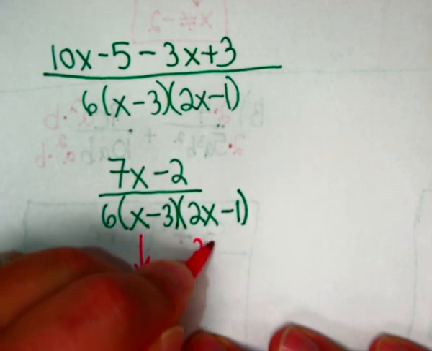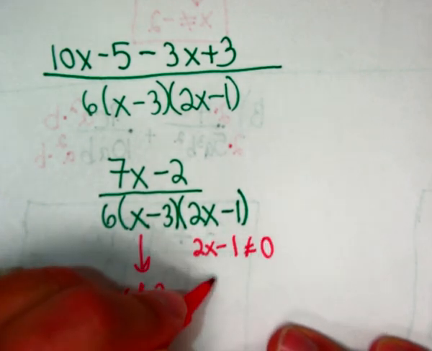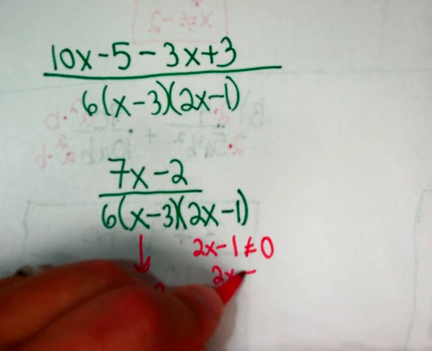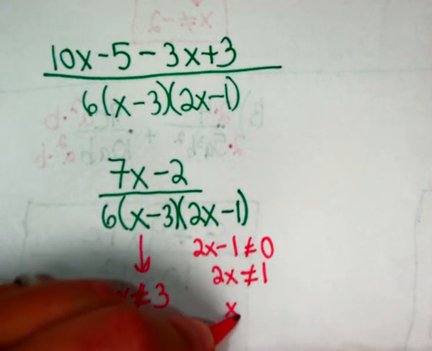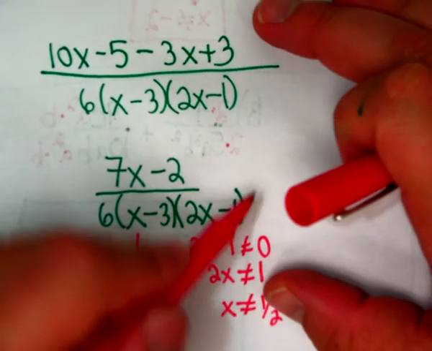This one is the doozy that a lot of people mess up. Remember, it's saying that 2x minus 1 cannot equal 0. So if we work through and solve, we say that 2x cannot equal 1, which means x cannot equal 1 over 2. So this is your final answer.